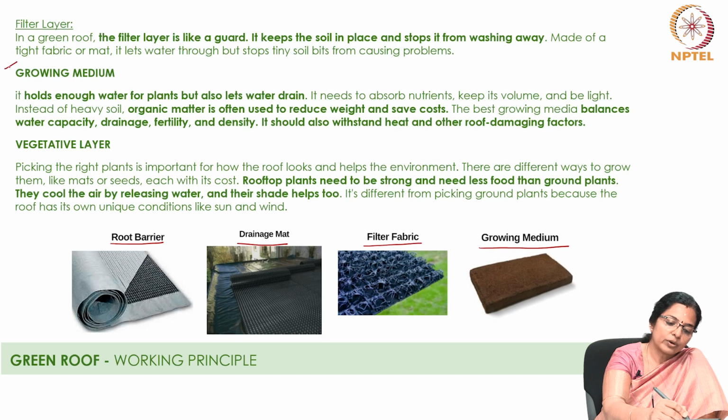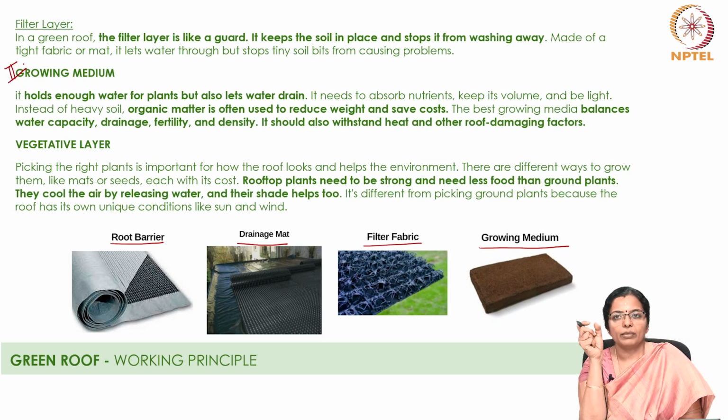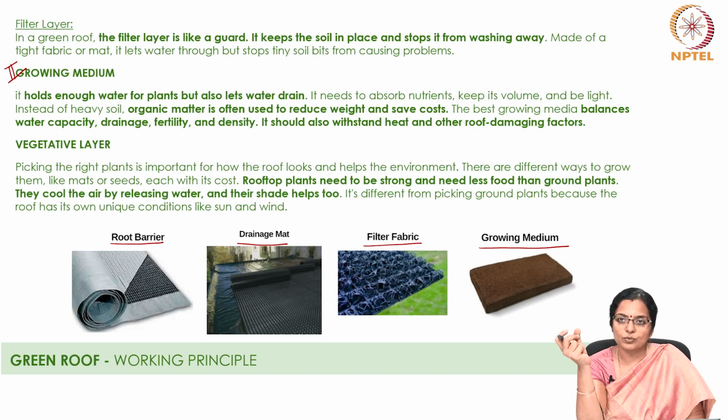Next is the growing medium. Now the growing medium holds enough water for plants but also lets the water drain. It needs to absorb nutrients, keep its volume and be light. So instead of heavy soil, organic matter is often used to reduce the weight and save cost. The best growing medium balances water capacity, drainage, fertility and density. It should also withstand heat and other roof damaging factors.